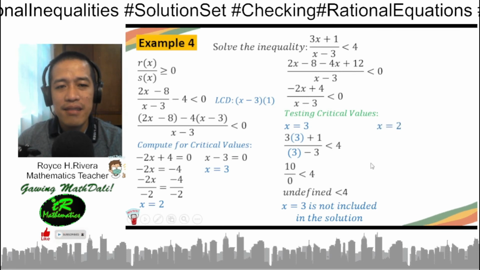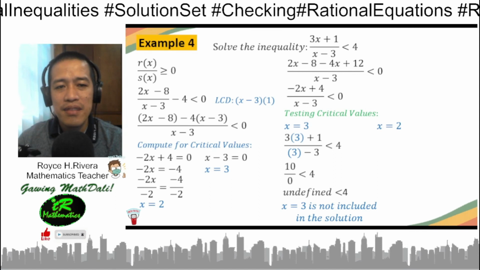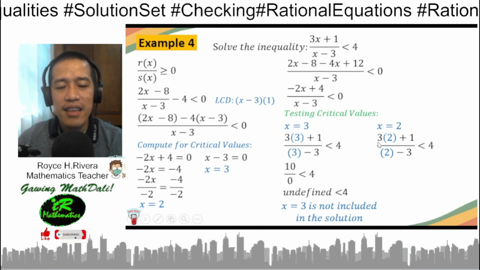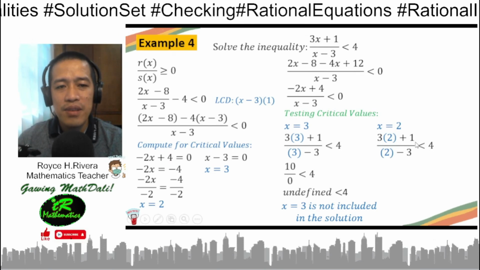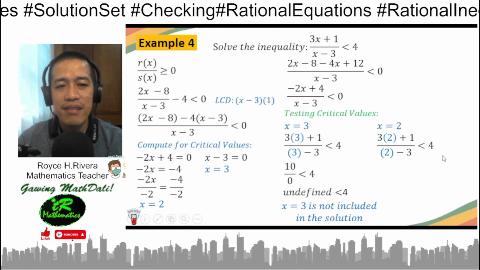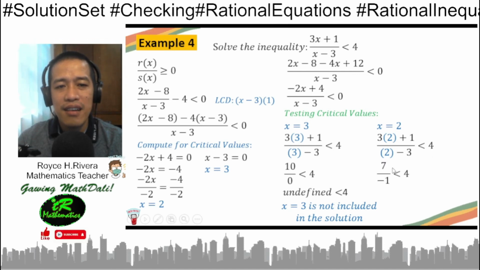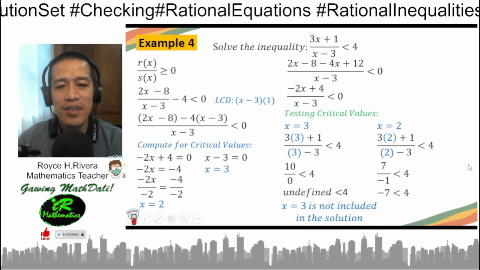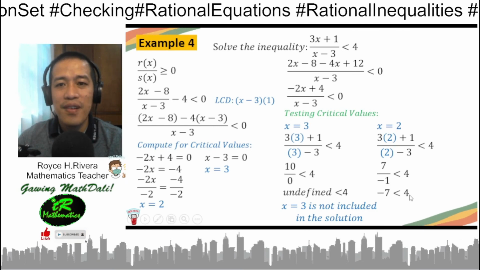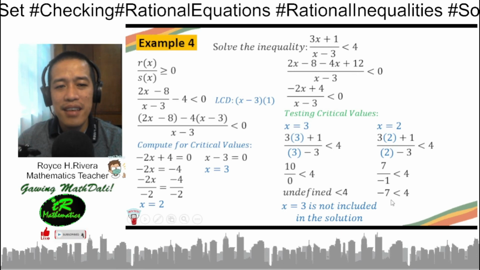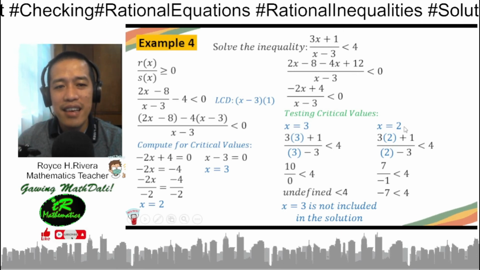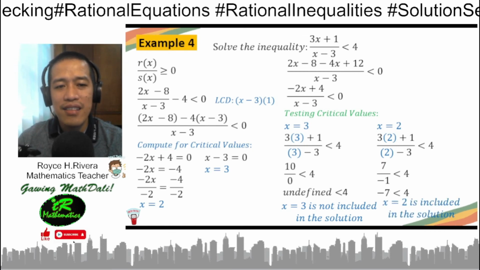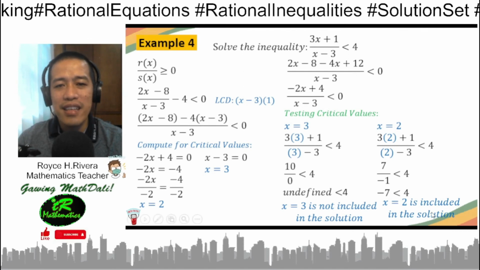The second critical value, x equals 2, we substitute to the inequality and we will have 3 times 2 plus 1 all over 2 minus 3 less than 4. We will have 7 over negative 1 less than 4 and the ratio is negative 7 less than 4. It is true that negative 7 is less than 4, meaning x equals 2 satisfy the inequality and x equals 2 is included in the solution.